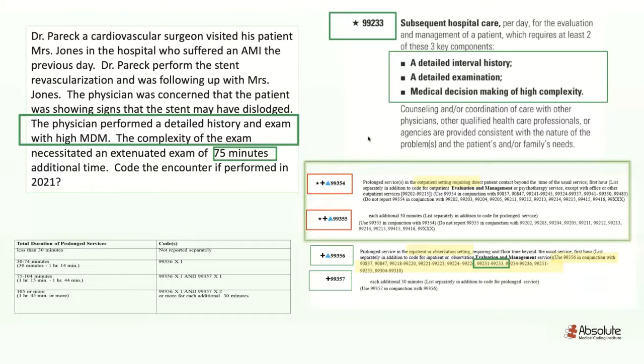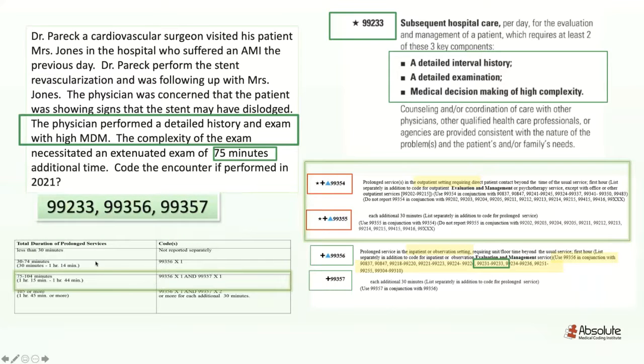Now, if we go to our chart on how to code with our time, so we have 75 minutes of additional time, it tells us that we are to use codes 99356 one time and 99357 one time. Okay, right here it says 75 to 104 minutes. All right, so that's what we're going to do. And our final answer will be 99233, 99356, and 99357.